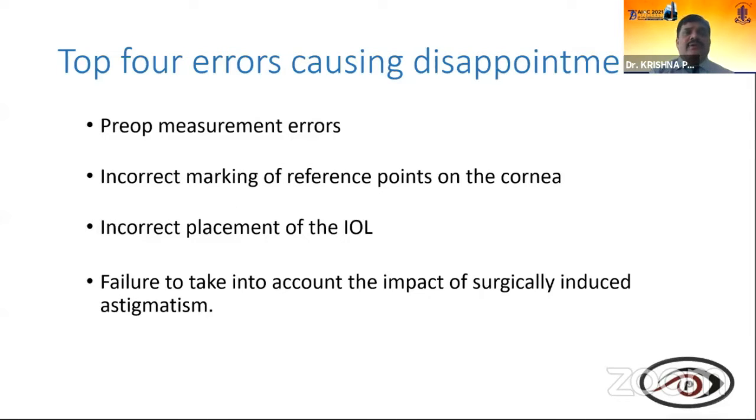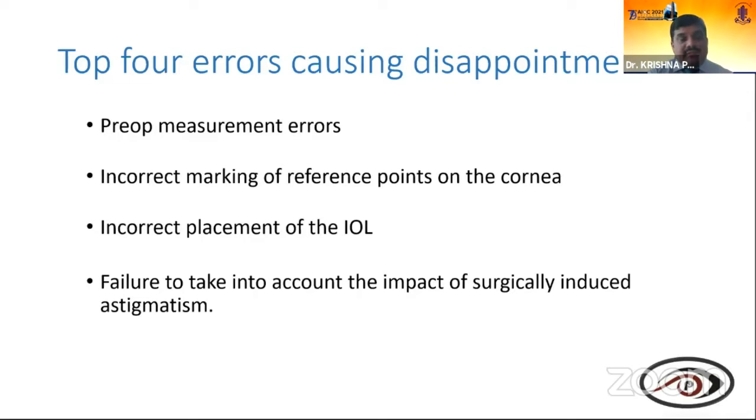These are the top 4 errors that cause disappointment with toric lenses. The first, and mainly important, is preoperative measurement error. The second is incorrect marking of the reference on the cornea. A lot of people just mark without doing it in front of the slit lamp. Then, of course, your marking might be wrong, and then you will land up in problems.